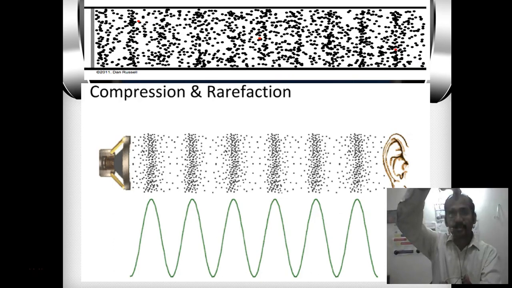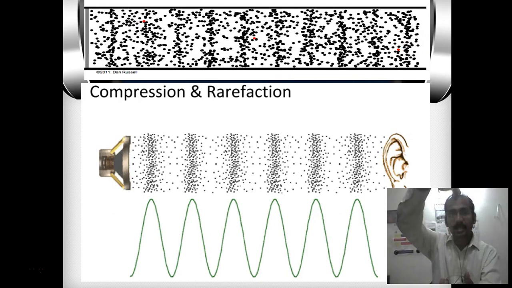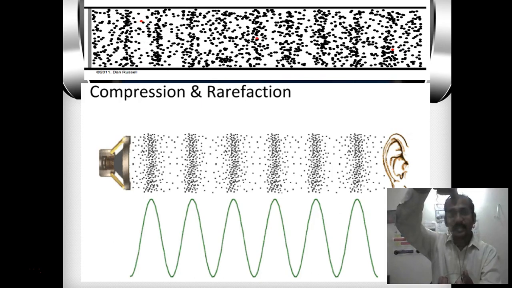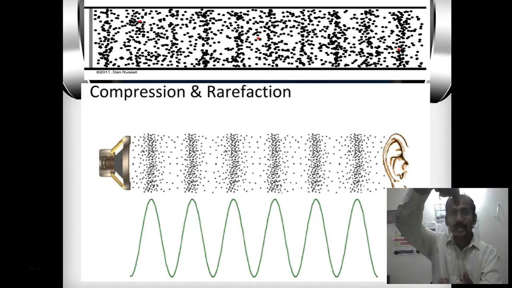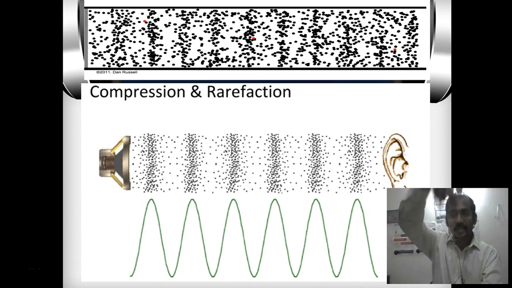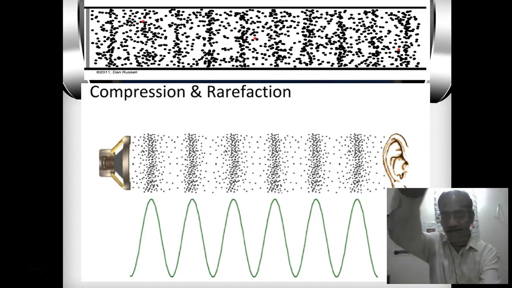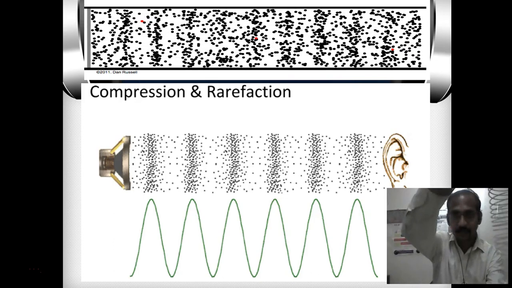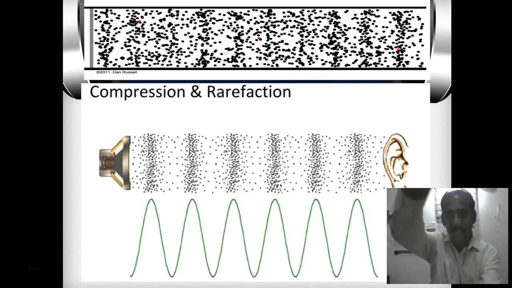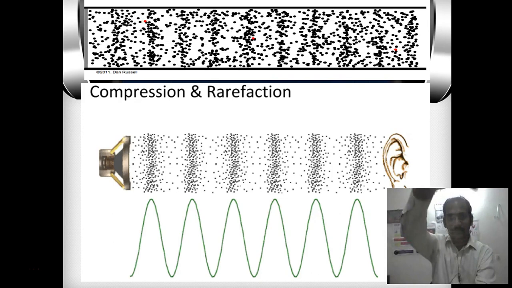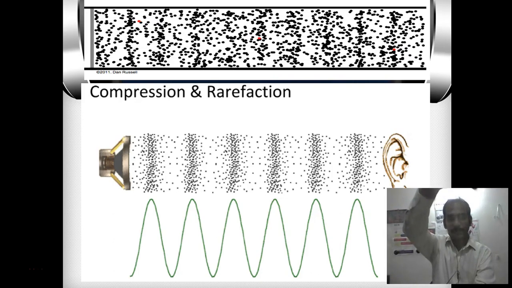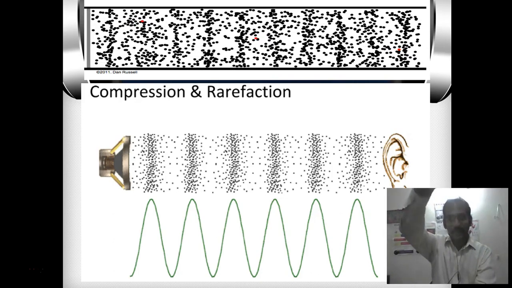There are sound vibrations we are observing. Some parts have more density, some parts have less density. So this is the way sound waves are produced. Clear? So this is the way. Clear?